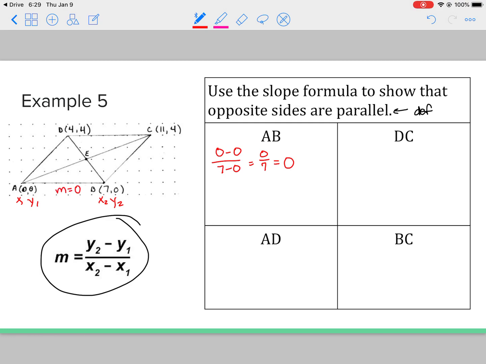The side that is opposite of AB is side DC. So again, I'm going to use this as point number 1, and this as point number 2. And I'm going to do 4 minus 4 for the y values, and then 11 minus 4 for the x values. And that's going to be 0 over 7, which is 0. So since the slope of AB was 0 and the slope of DC was 0, AB is parallel to DC.